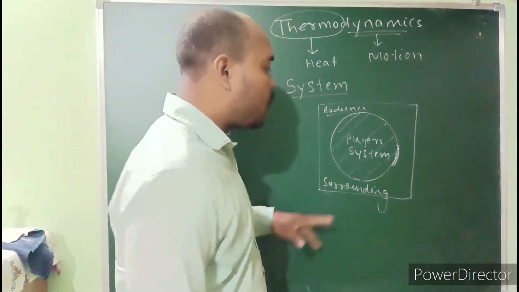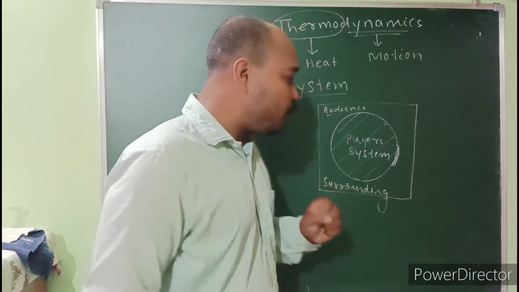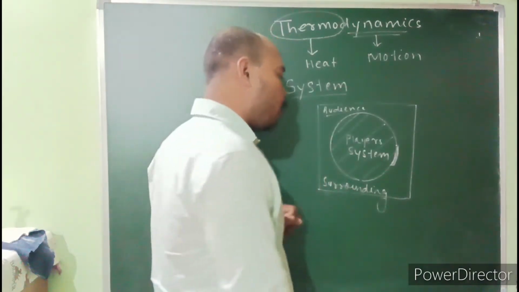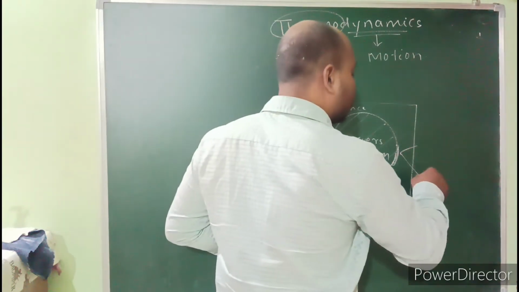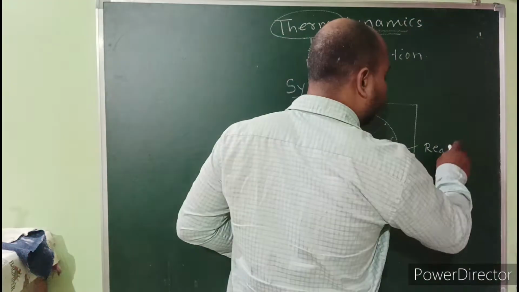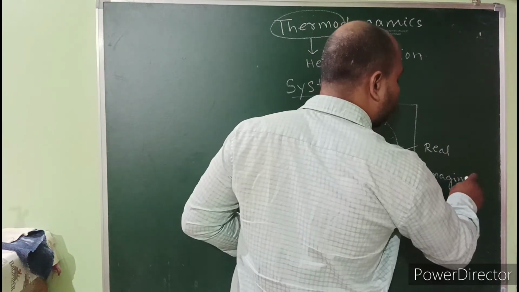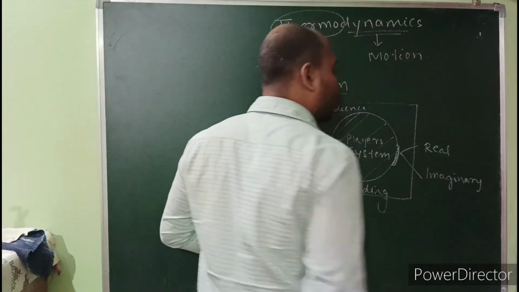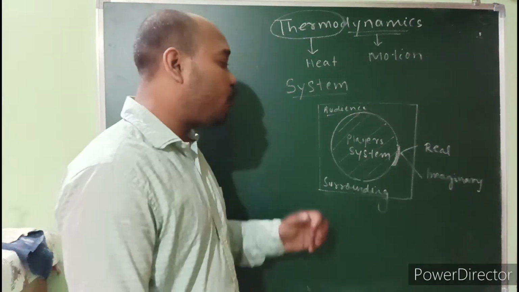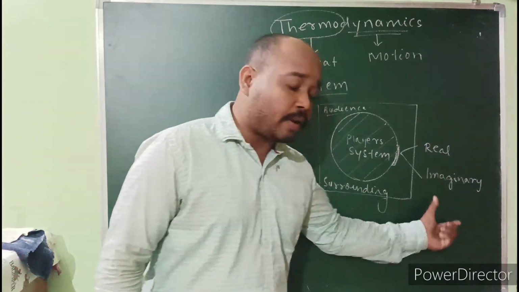Now if we discuss boundary, boundary is of two types, that is real boundary and imaginary boundary. Now what is real boundary and what is imaginary boundary?